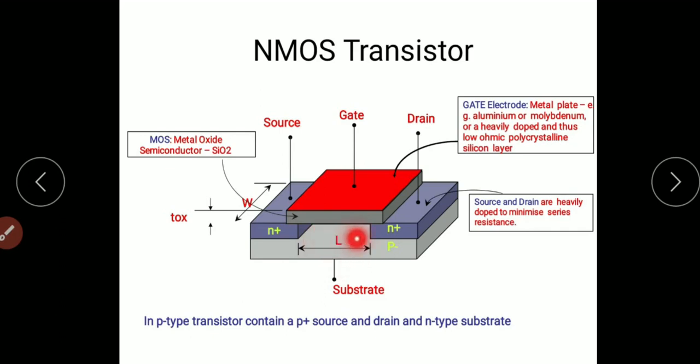If you observe this structure, there is no channel existing initially. That's why we can say this structure belongs to an enhancement mode NMOS transistor. And here this silicon dioxide is acting as an insulator separating gate and substrate, hence we can call these MOSFETs insulated gate MOSFETs, IG MOSFETs. Okay, insulated gate MOSFET transistors.